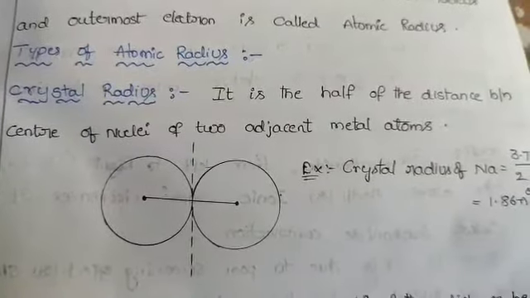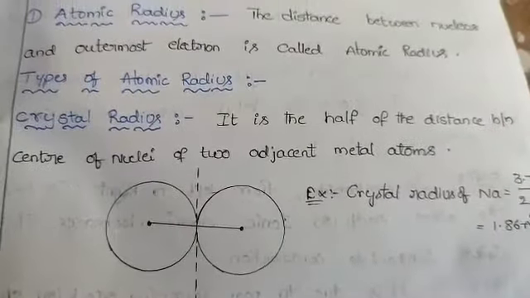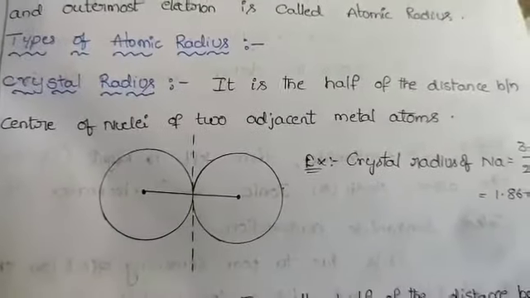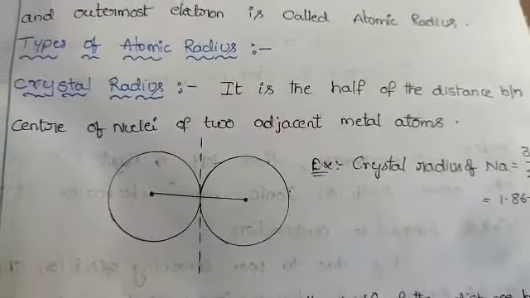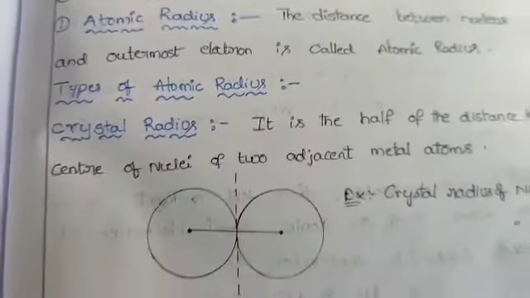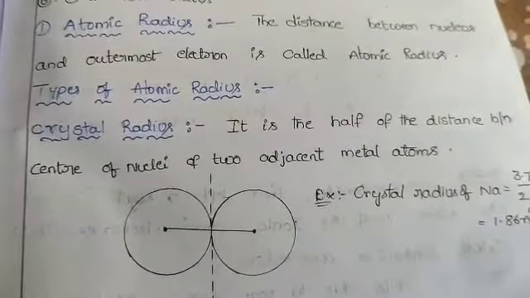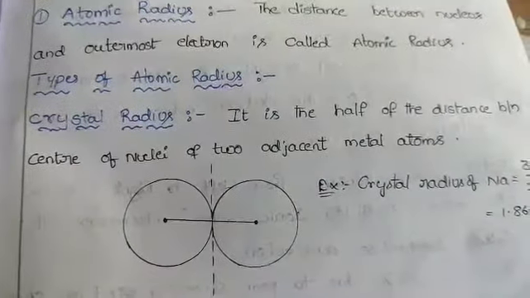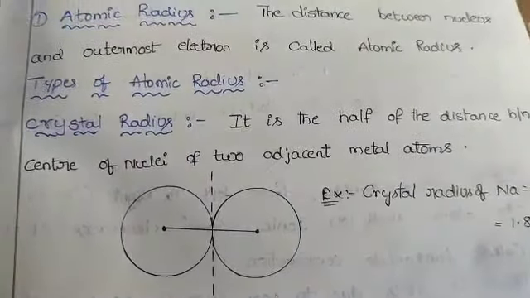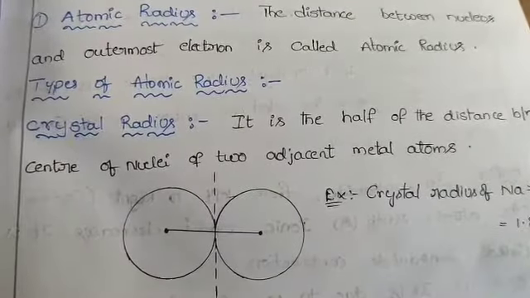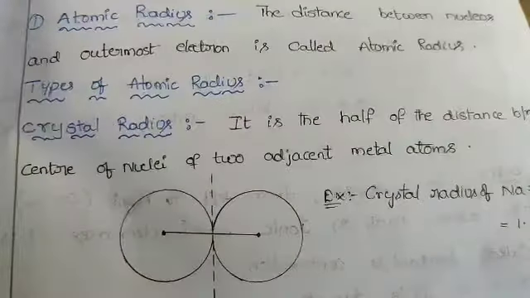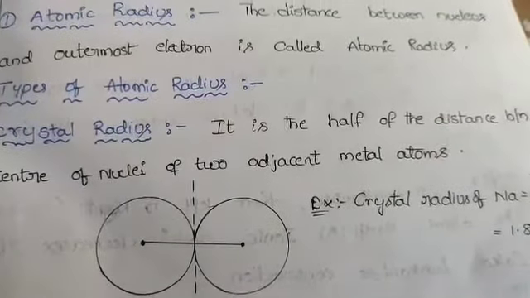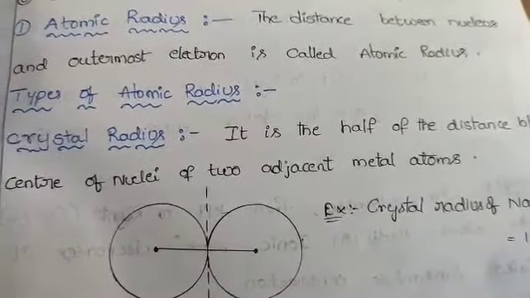The crystal radius is half of the distance between the centers of nuclei of two adjacent metal atoms. Half of the distance between the centers of nuclei of two adjacent metal atoms is called the crystal radius.